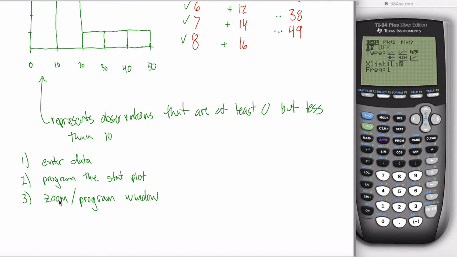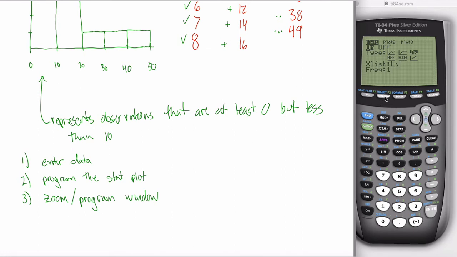With the histogram, it's not. With the histogram, you cannot use that zoom stat feature. In fact, in every other statistical plot in this class, you'll be able to use the zoom stat feature and you'll be happy with that. But with the histogram, you got to do a little bit more. You got to program the window. So what I have to do is go into the window menu on my calculator.